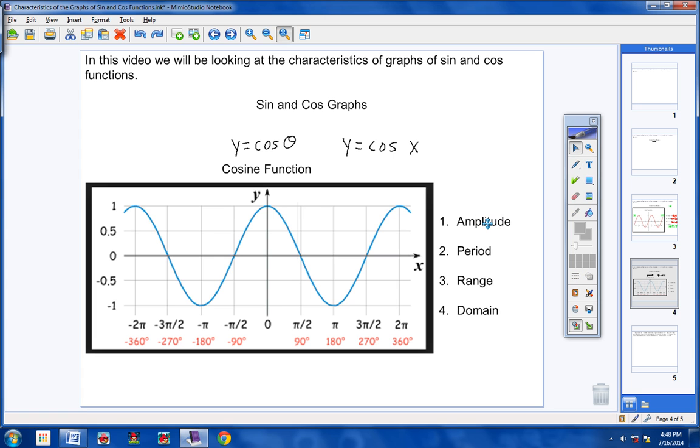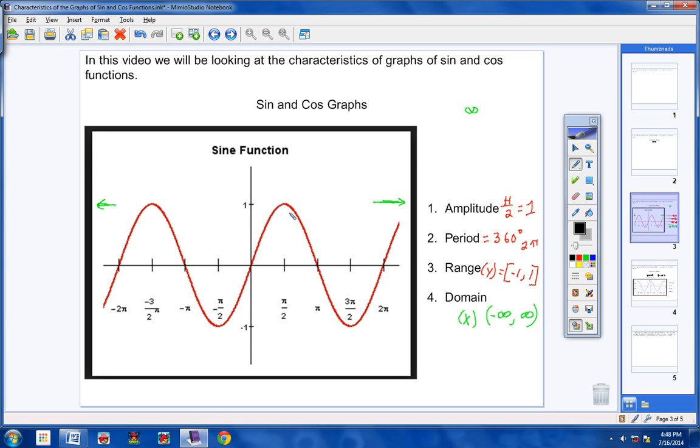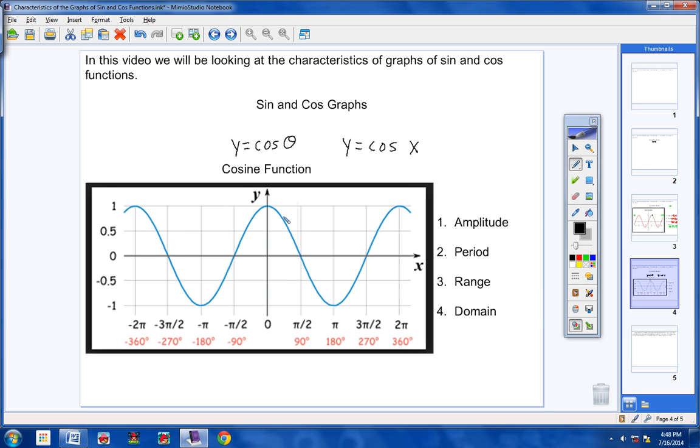Now, slide this over a little bit, get some room, and here we go. Notice it's a little different. Do you see the difference? Over here on the sine graph, the high point was at 90 degrees. On a cosine graph, the high point is at 0 right here. Okay? So let's go ahead and look at all the details.